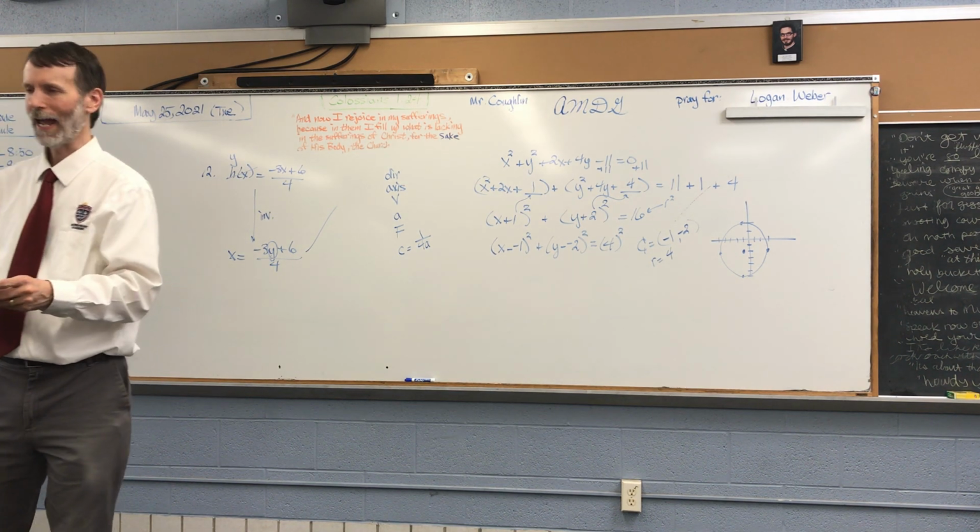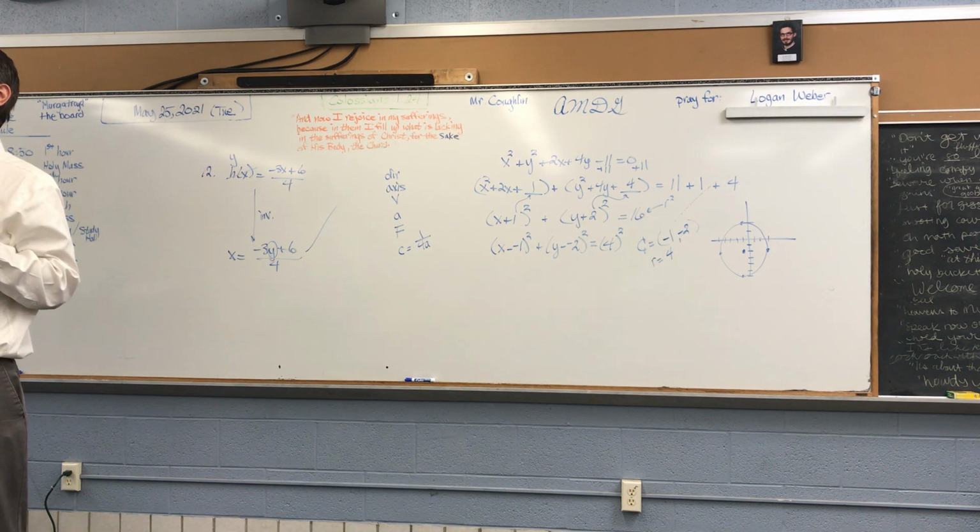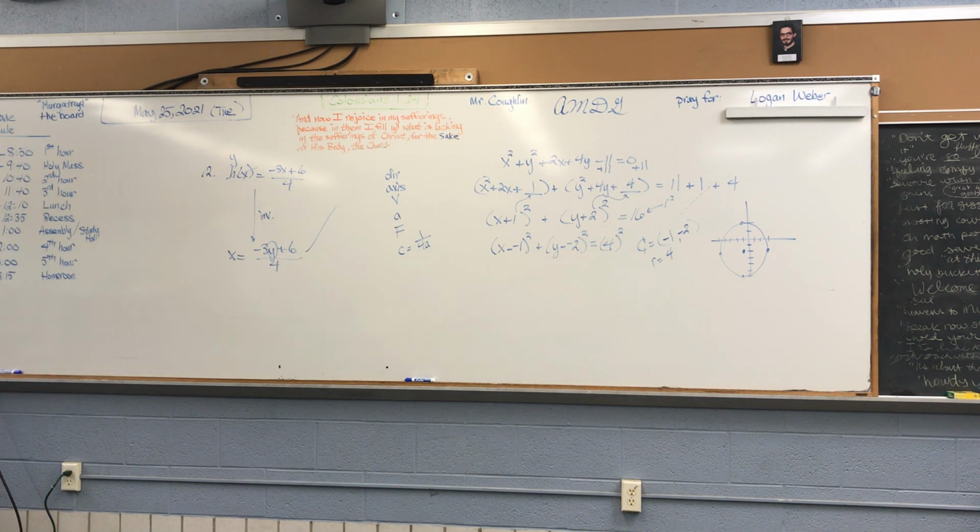Number 17, what's the eccentricity of a circle? 0. How do you find the eccentricity of an ellipse or a hyperbola? It's the same formula. So you find the focal length, so C over A. C over A, correct. Eccentricity is C over A. And what's the eccentricity of a parabola? 1, correct.